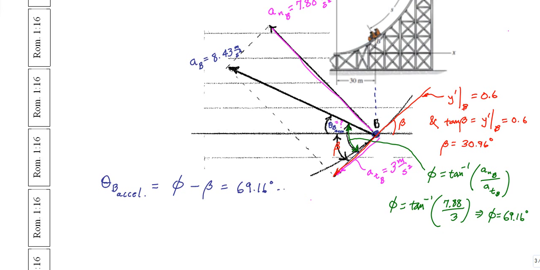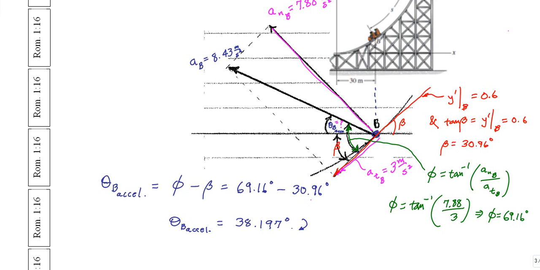So this is going to be 69.16 degrees minus the 30.96 degrees, and so theta sub b of the acceleration is equal to, finally, 38.197 degrees, and it's going in a clockwise orientation as drawn in the figure there.